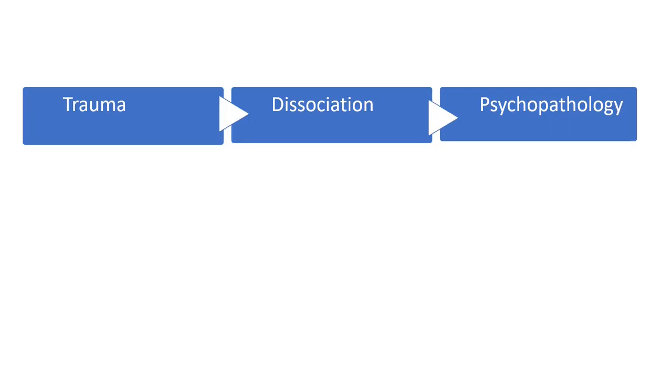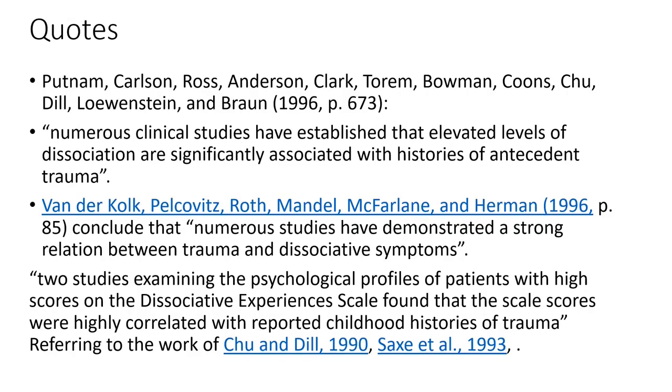Because it can get really complicated, sometimes theorists are not upfront about what the basic theory is, but knowing this, I hope, helps. Now, just to illustrate some of the authors who talk about trauma and dissociation theory, some of the most important names, and to pick out some of their quotes to demonstrate what the theory is, how it's phrased, and so on. So let's take this first quote here from Putnam, Carlson, Ross, Addison, Clark, Chu, Dill, Lowenstein, and Braun.